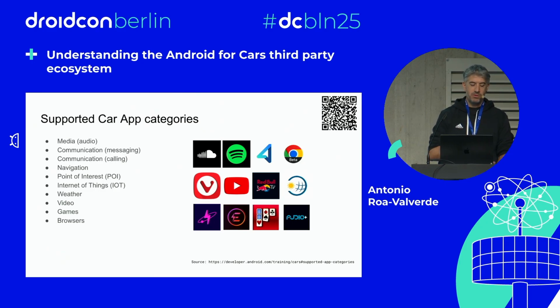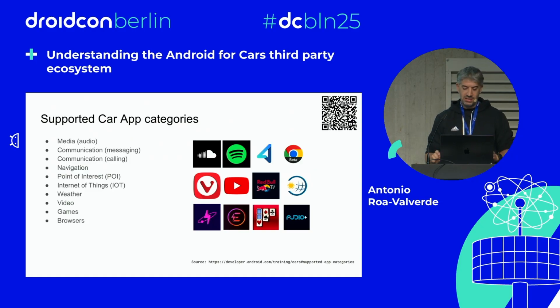Probably you have seen this from previous talks, but I would like to go through this a little bit more and from a different angle. The kind of apps that are officially supported by Google are grouped as follows. We have media, communication, navigation, point of interest, Internet of Things, like, for example, if you want to open your garage door, weather, and then finally there are three new categories that just came: video, like for example YouTube, games, and browsers like Chrome or Vivaldi.